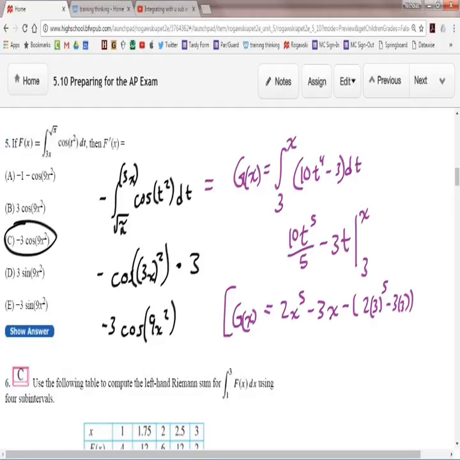So if I took the derivative of this, we would go, first we would drop the 5, multiply it times 2, so we would get 10. Then we'd have x to the 4 because we would take 1 away from the 5. And then we would get minus 3. This x would go away.